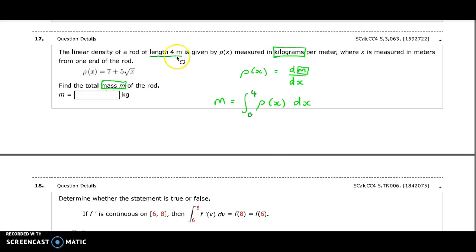You've got a rod with length 4 meters, so from 0 to 4 is my x values. I'm integrating this rho, which is the rate of change of m. If I integrate the derivative of m, I'm going to land up with m.